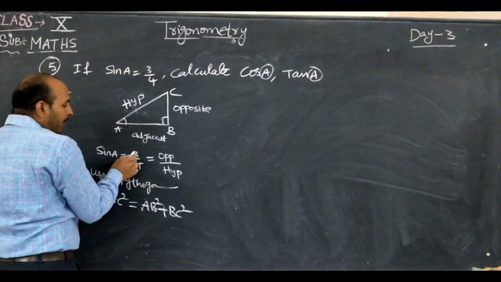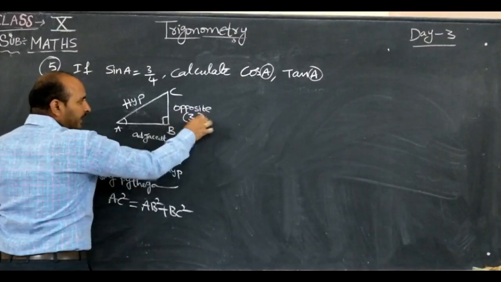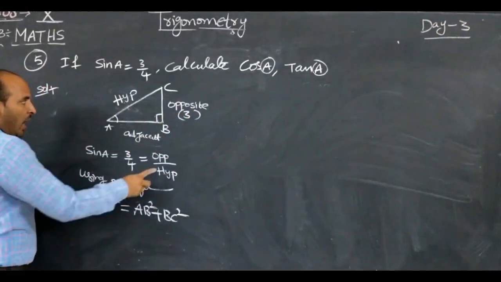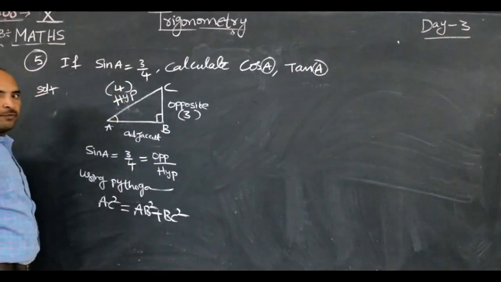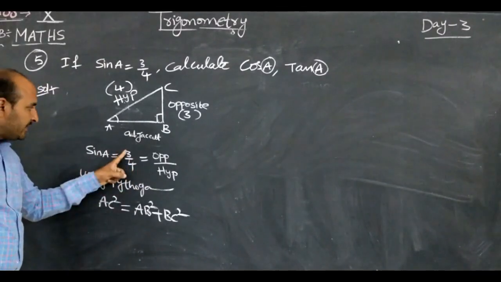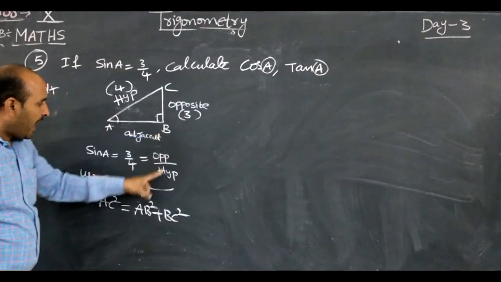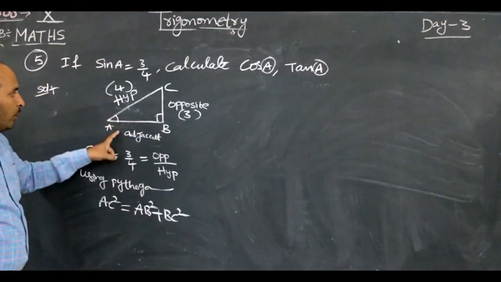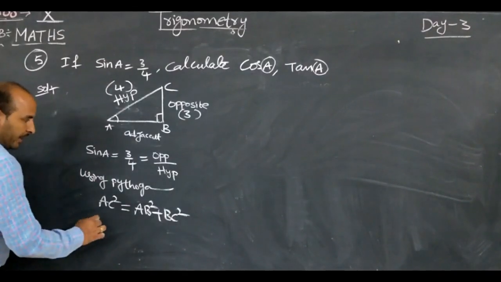So what is the opposite side value here? The opposite side value is clearly 3, and the hypotenuse value is 4. According to the data, sin A is equal to 3 by 4, which is opposite side by hypotenuse. Opposite side value 3, hypotenuse value 4. We don't know the adjacent side, which means we have to find the adjacent side AB.